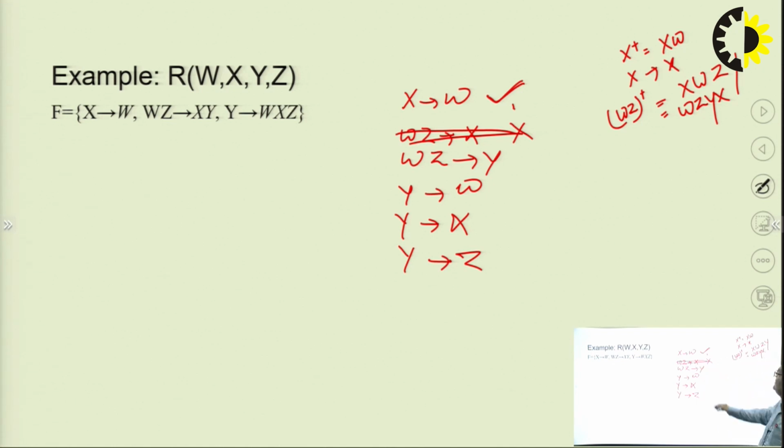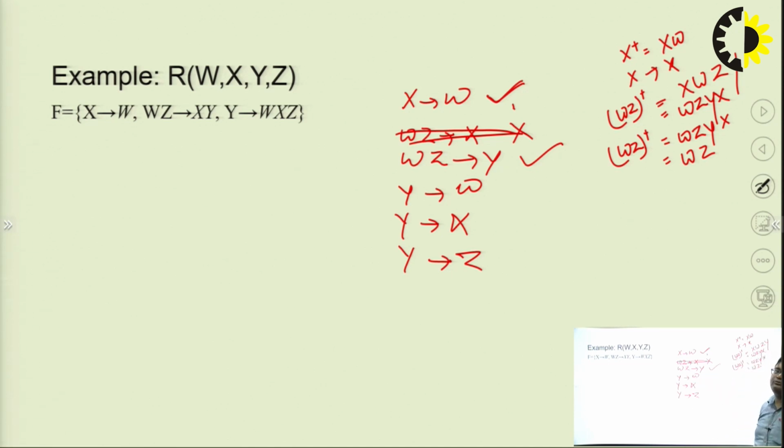Next we check WZ to Y, whether it is extraneous or not. We check the closure of WZ. If we remove this, what is the closure of WZ? We get only WZ. So it is a required one, as it is not the same. We require this one also.